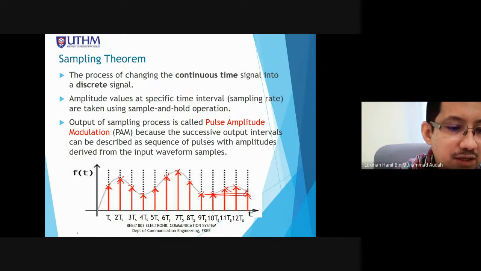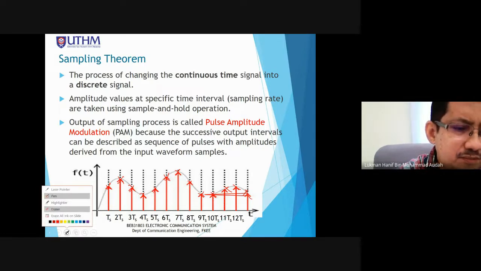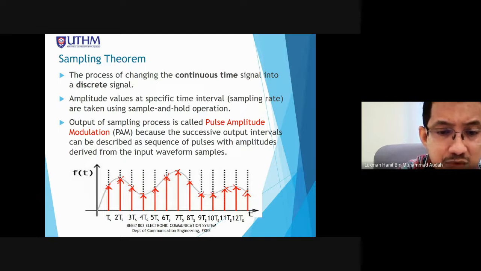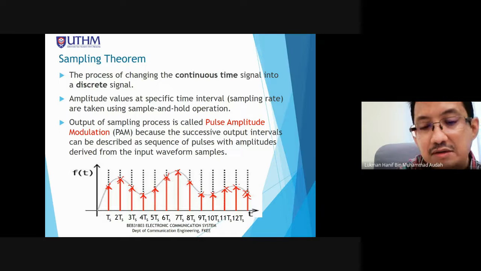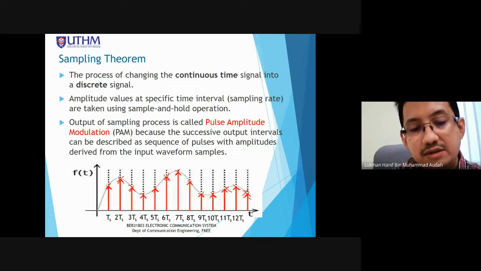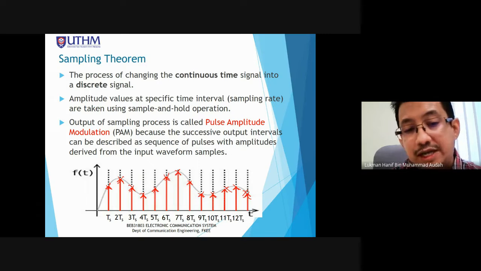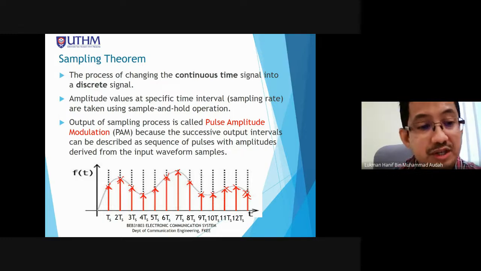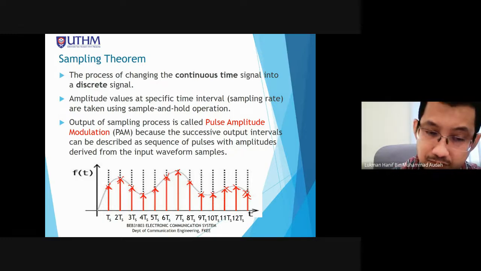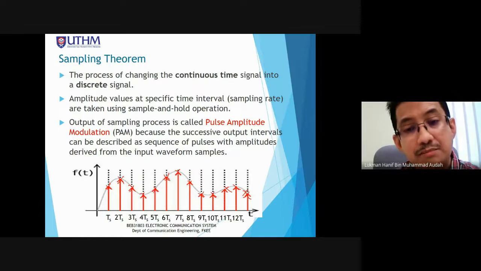So kalau you lihat dalam gambar rajah ini, daripada continuous time signal, maka terhasillah discrete time signal. Discrete time signal shows the samples taken from the analog input. So now the issue is, how many samples should we take from the analog input? Berapa banyak sampel yang kita perlu ambil?